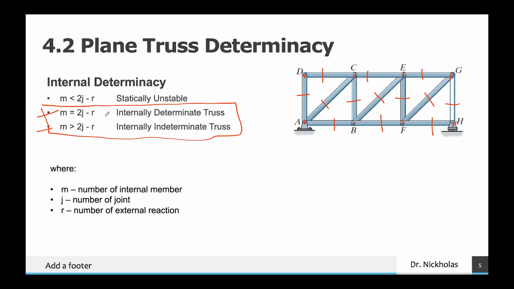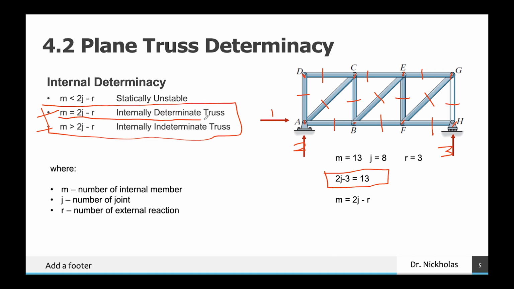So we need to calculate 2J minus R. For the number of reactions, we know there is 1 unknown reaction, 2, and 3. So we can use that to check the condition of this truss. So we have 2J minus 3, which is equivalent to 13, and it satisfies the second condition here, which means that the truss is an internally determinate truss.